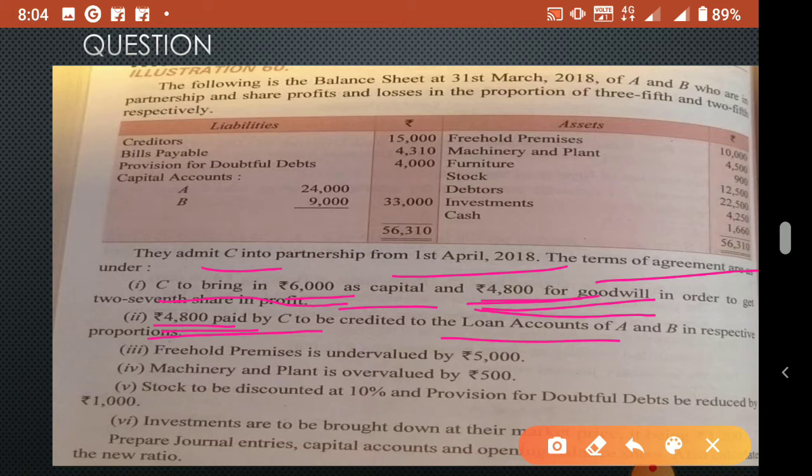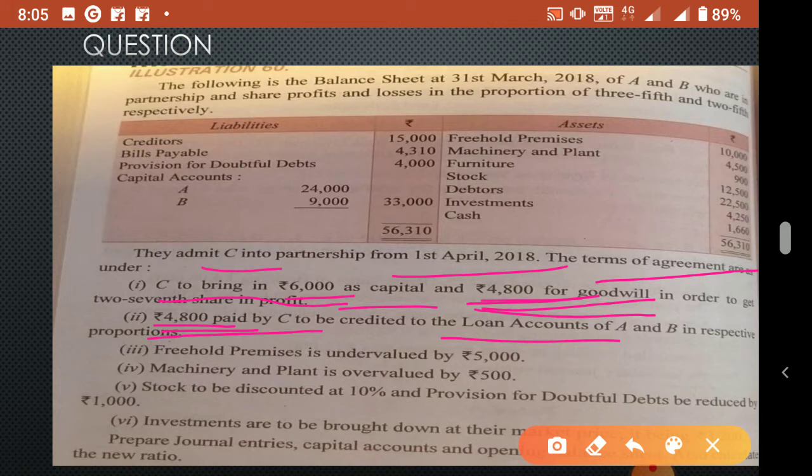That means the firm has to pay some amount to A and B. So instead of paying the amount to them, they are putting this premium for goodwill amount to the loan account of the partners. A's loan account, B's loan account, so it will go to the credit side of the loan account. So what will come? Usually we write premium for goodwill account debtor to A's capital, B's capital. Instead of A's capital, B's capital, you have to write A's loan account, B's loan account. Understood? Okay, we will pass the journal entry.